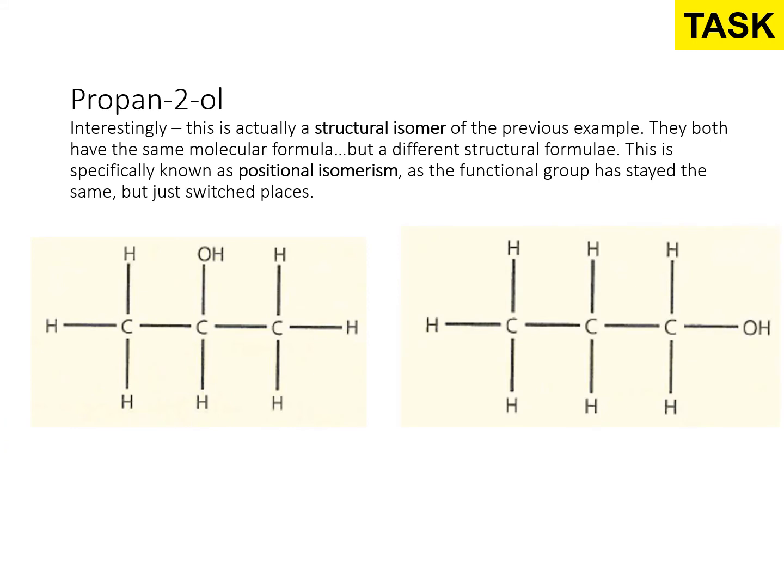As you can see, propan-1-ol and propan-2-ol will have the same molecular formula, but they are different molecules and they will react differently. We call these isomers, and we're going to meet that later on in the topic.